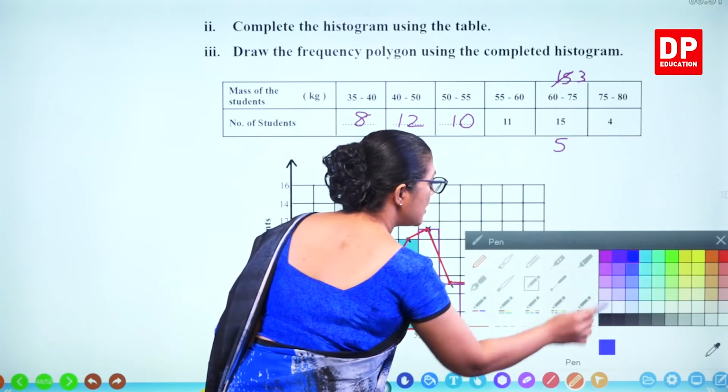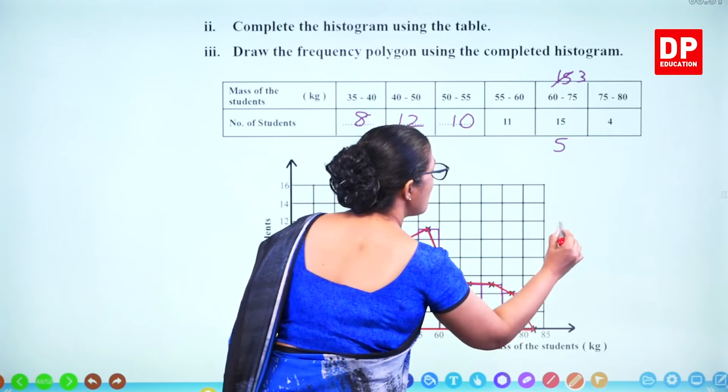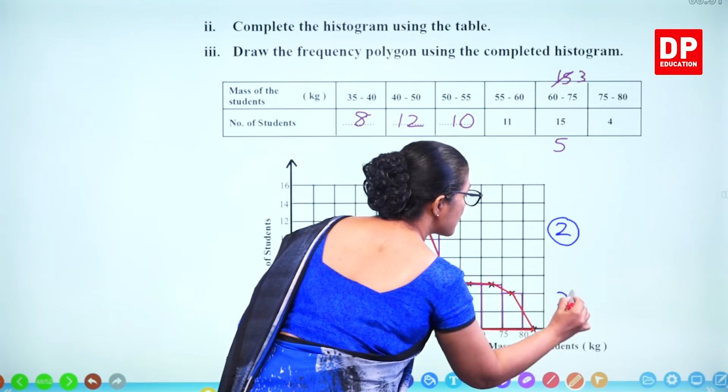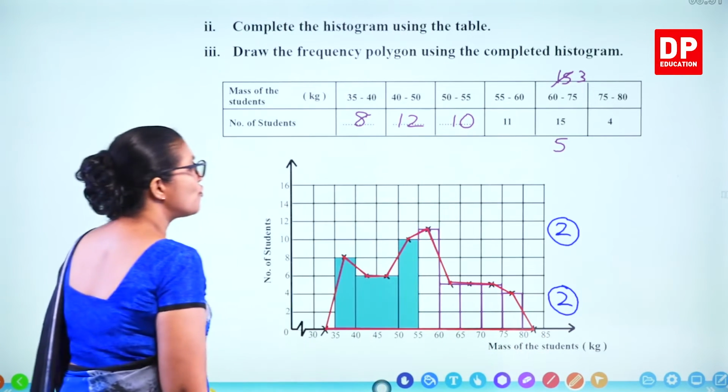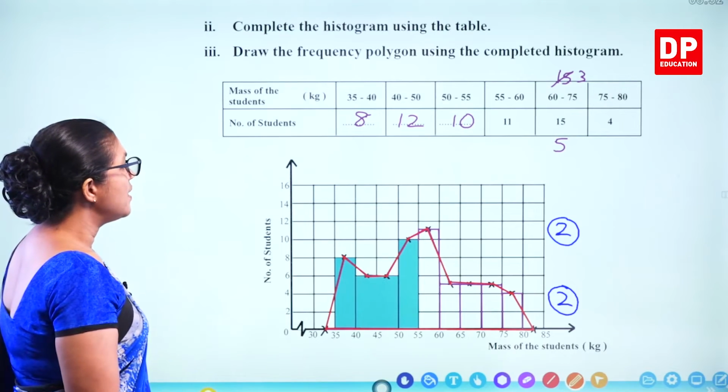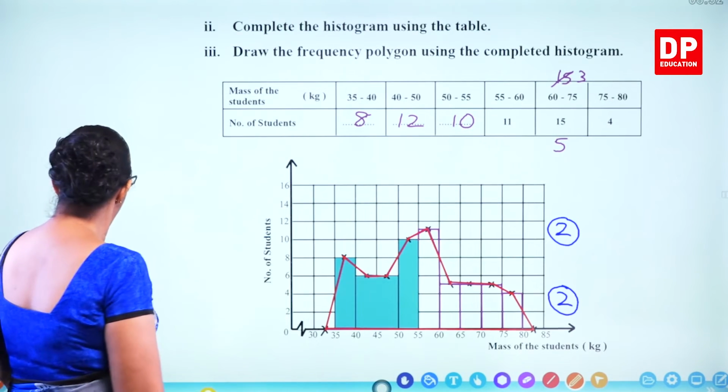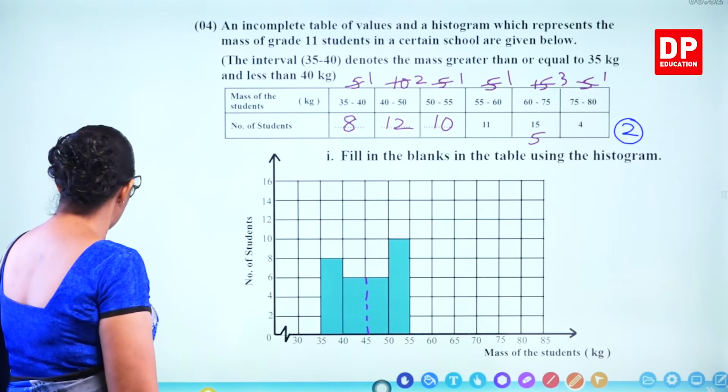So we'll take 2 marks here and 2 marks there. 2 for the histogram and 2 for the polygon. So 4 and 2, 6.